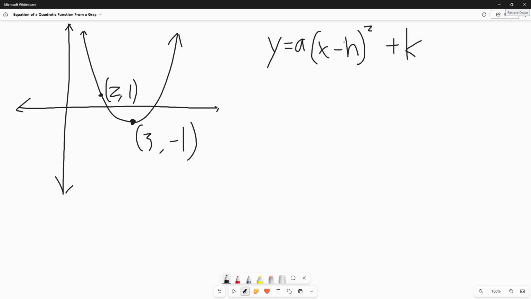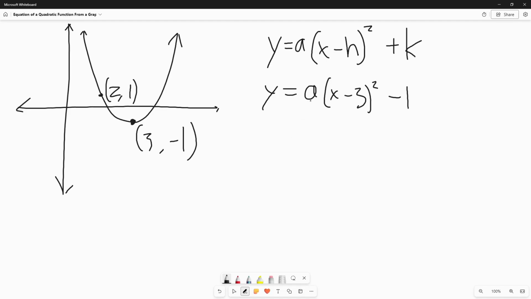And what h is the x value of the vertex, and k is the y value of the vertex, and a is like how much you're multiplying this whole thing by, like the dilation of the graph. So we already see that the vertex is (3, -1), so we can just plug these values in for h and for k. So we get y equals a times (x minus 3) squared plus or minus 1 because k is -1.